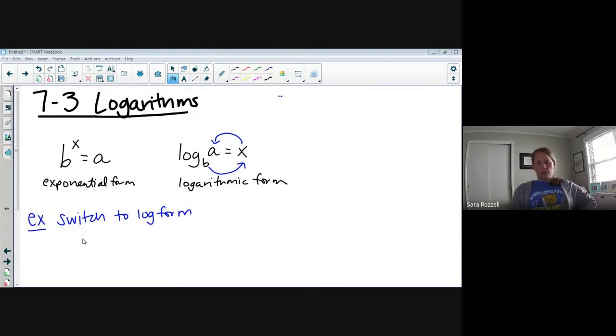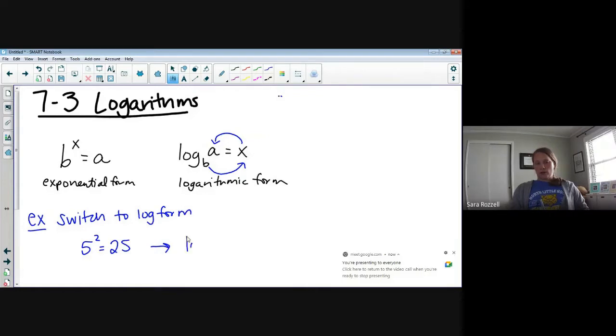We're going to switch this one to the log form. So let's say I had 5 to the second equals 25. Y'all agree that's in the exponential form? Okay, we're going to write it into the log form.